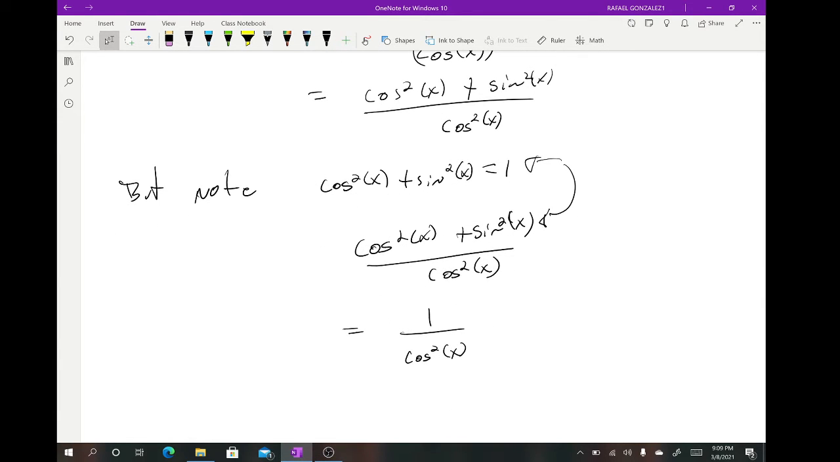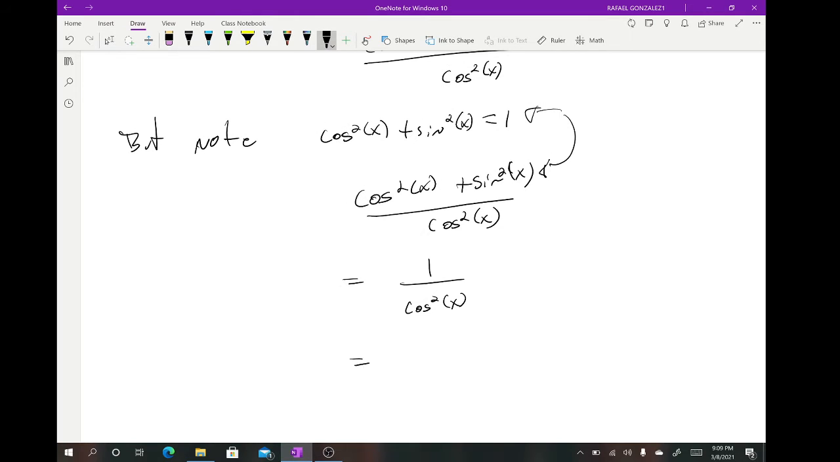But now, notice that I have 2 cosine squares in the bottom, so this is the same thing as having 1 over cosine of x times 1 over cosine of x. I could just split it because I have 2 of them. Remember that when we have a fraction, we multiply across, so I didn't change anything. 1 times 1 is 1, cosine of x times cosine of x is cosine of x squared. So I haven't changed anything.